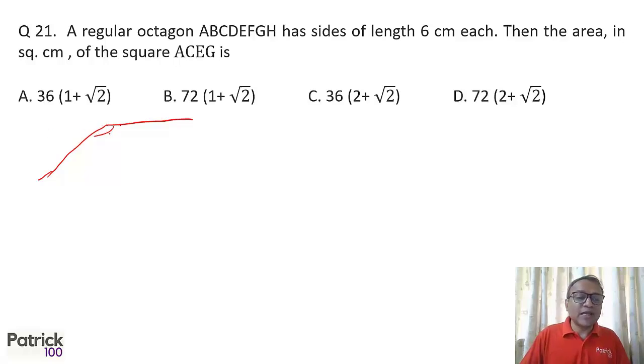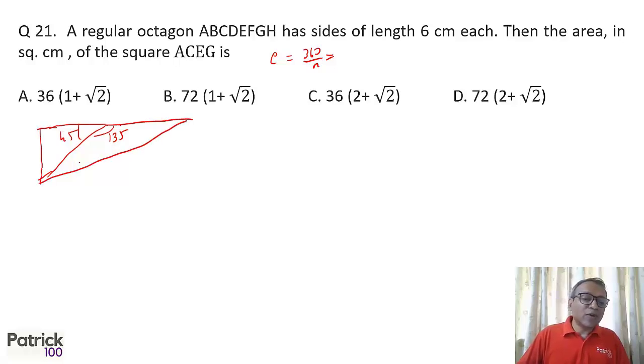For the accurate method, you have 135 degrees. In an octagon, the internal angle is 135 degrees and the external angle is 45. Technically, the external angle formula is 360 upon the number of sides, 8, so this becomes 45 degrees. So the external angle is 45.